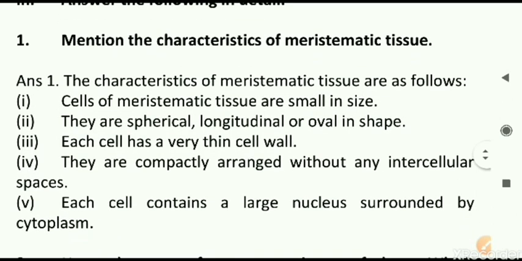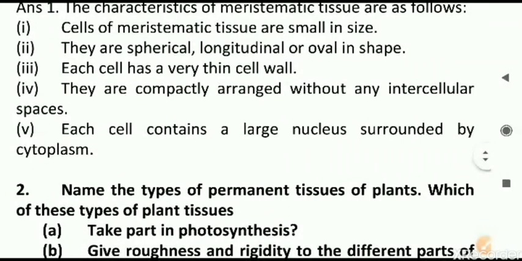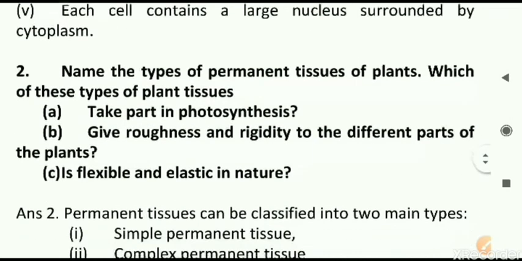So they have 5 points you have to write. First is the cells of meristematic tissue are small in size. Second, they are spherical, longitudinal or oval in shape. Third, each cell has a very thin cell wall. The fourth, they are compactly arranged without any intercellular spaces. The fifth, each cell contains a large nucleus surrounded by cytoplasm. These 5 are the properties or characteristics of meristematic tissues.